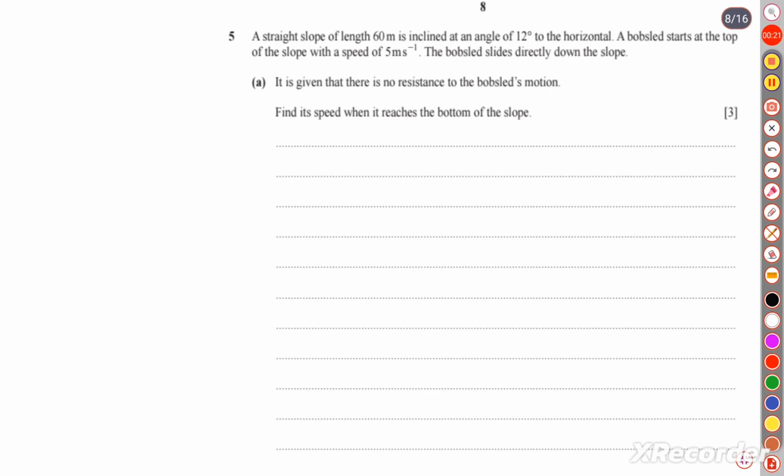A straight slope of length 60 meter is inclined at an angle of 12 degree to the horizontal. A bobsled starts at the top of the slope with a speed of 5 meters per second. The bobsled slides directly down the slope. Question A says it is given that there is no resistance to the bobsled's motion. Find its speed when it reaches the bottom of the slope.